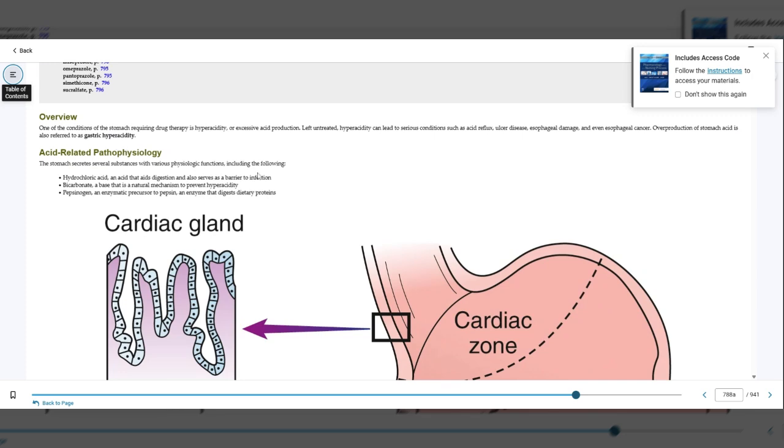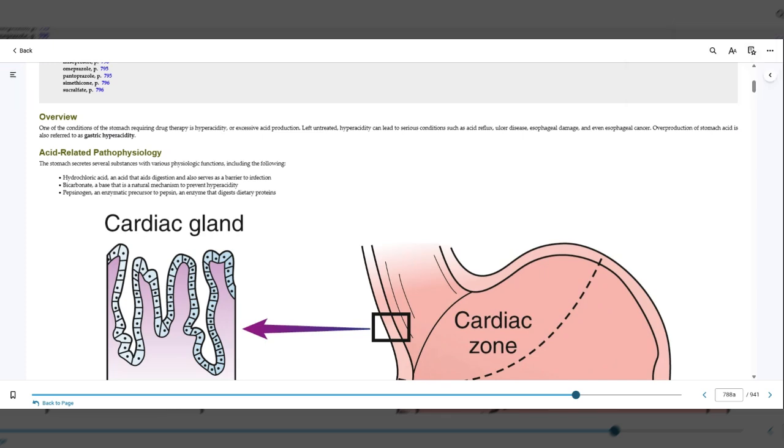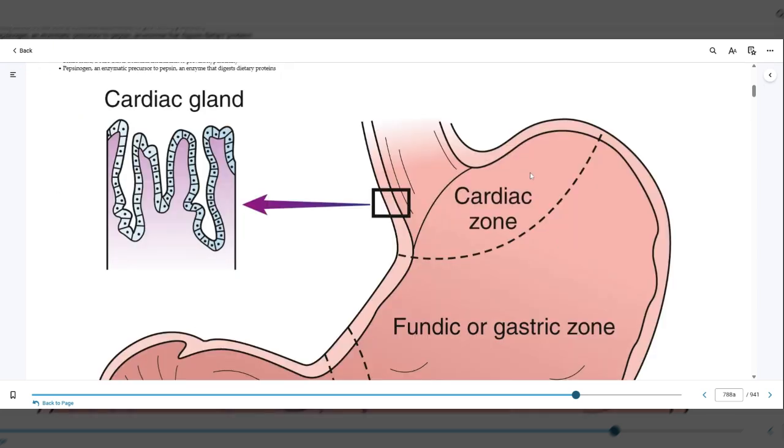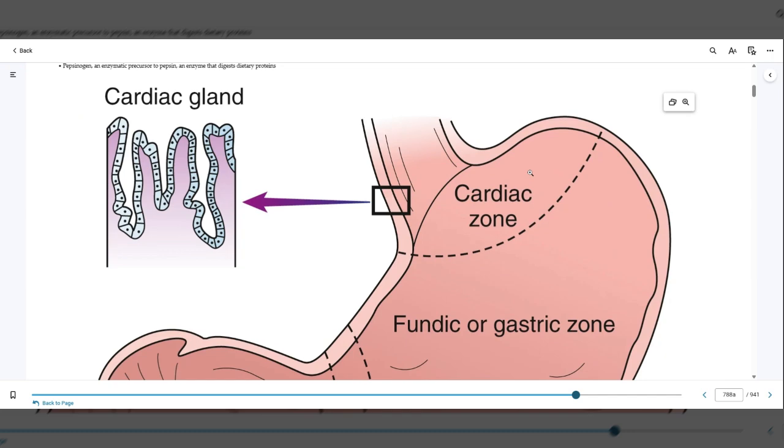That's when I have excessive acid production. If that's left untreated, it can lead to serious conditions such as acid reflux or ulcer disease, esophageal damage, and even esophageal cancer. Overproduction of this stomach acid is referred to as that gastric hyperacidity, which we mentioned.